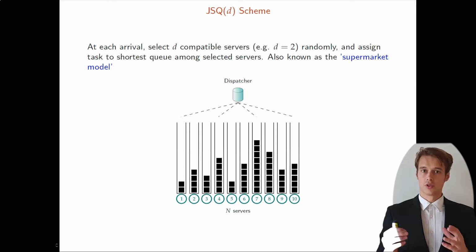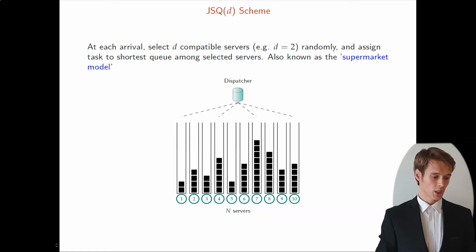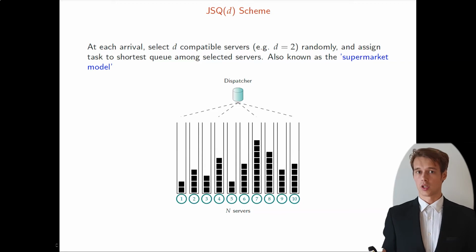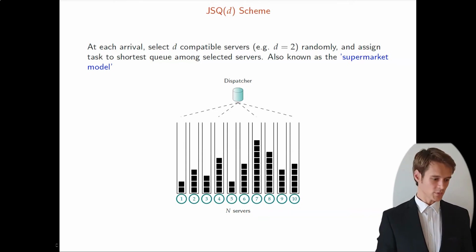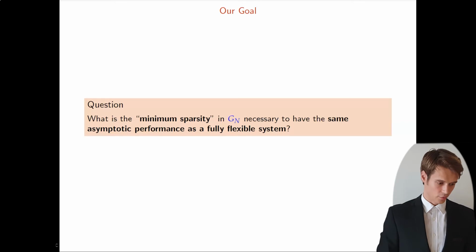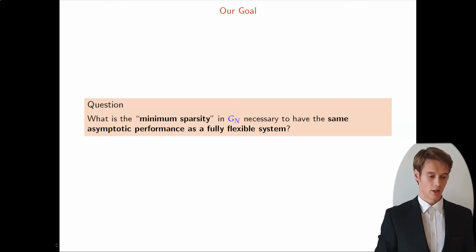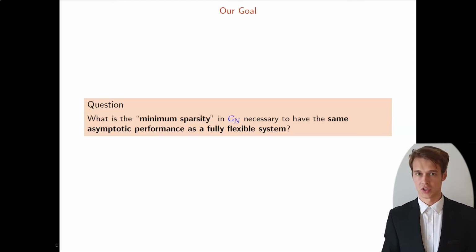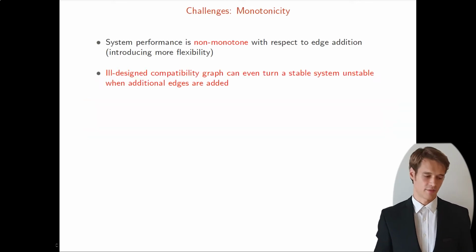Also, the algorithm we use to route jobs to different servers is the JSQ(d) scheme, or the supermarket model. That means that if a job arrives, then the dispatcher will select d queues at random. And out of those d sampled queues, it will select the shortest one, and the job will be routed to that queue. This d is a constant, for example 2, throughout the talk. So our goal is the following. What is the minimum sparsity in our bipartite graph G_N, such that we have the same asymptotic performance as a fully flexible system? A fully flexible system is a complete bipartite graph.